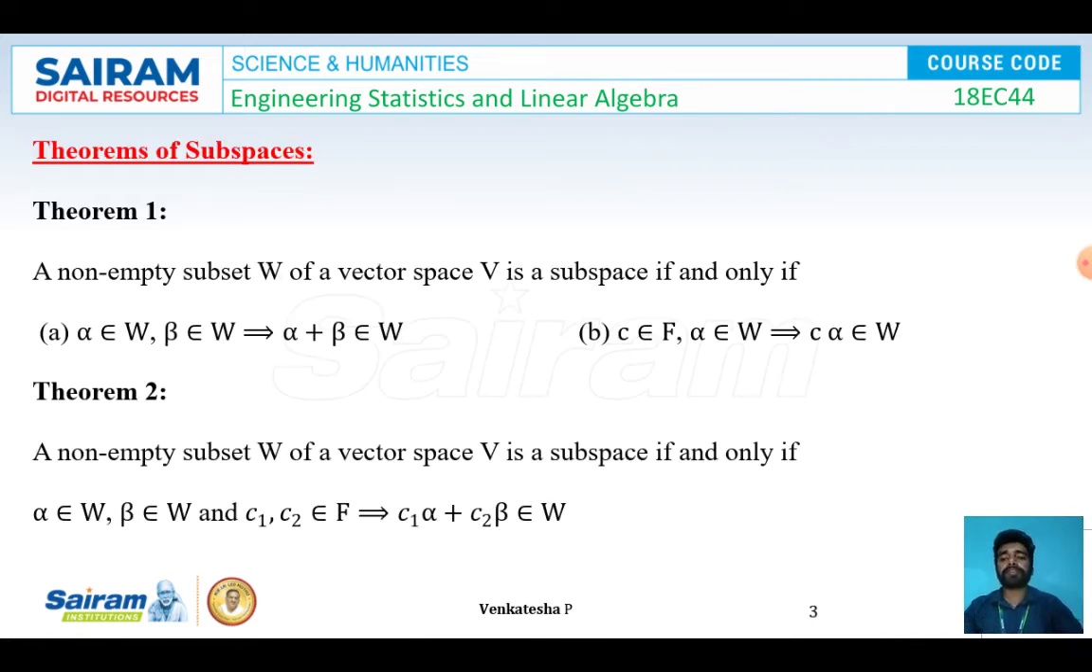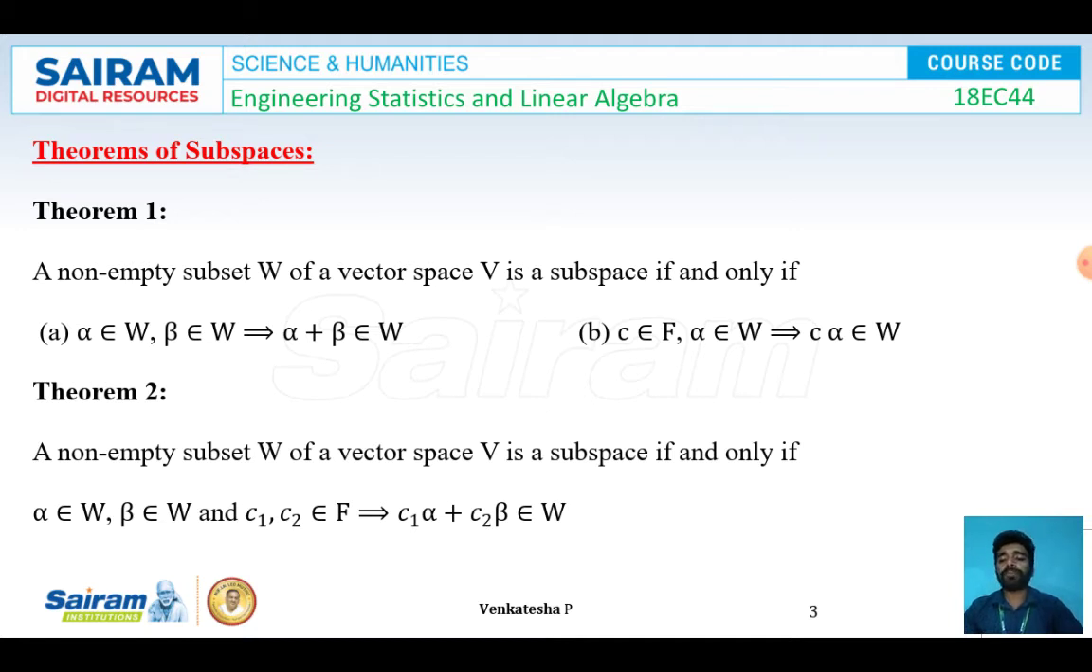Theorems on subspaces. Theorem 1. A non-empty subset W of a vector space V is a subspace if and only if the following conditions hold good. The first condition is: alpha belongs to W, beta belongs to W, then alpha plus beta belongs to W. The second condition is: the scalar C belongs to F, and alpha belongs to W, then C times alpha belongs to W.